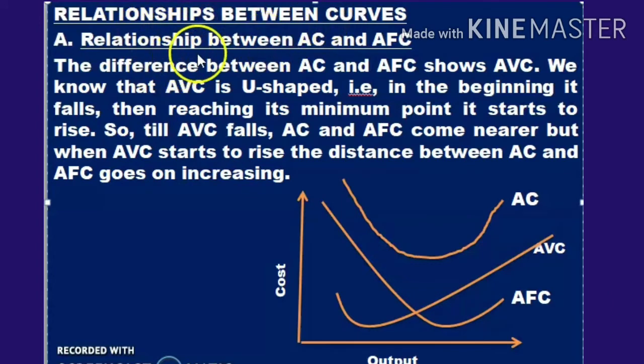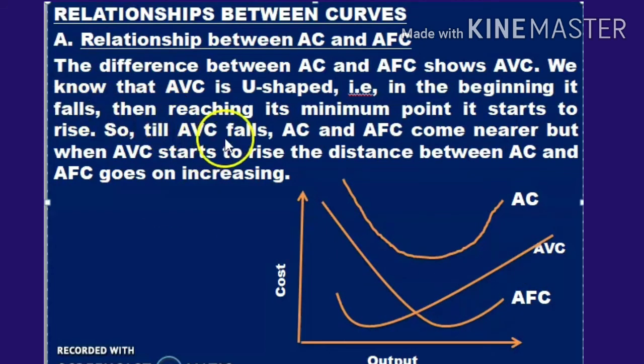Relationship between curves. The relationship between AC and AFC. The difference between AC and AFC shows AVC. As per the formula, you know that from the difference between AC and AFC, you get the AVC curve. Then we know that AVC is U-shaped. That is, in the beginning it falls and reaches the minimum point. After getting its minimum point, it starts to rise.